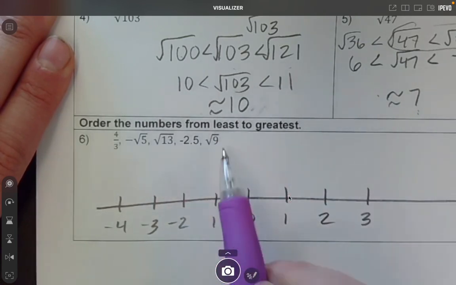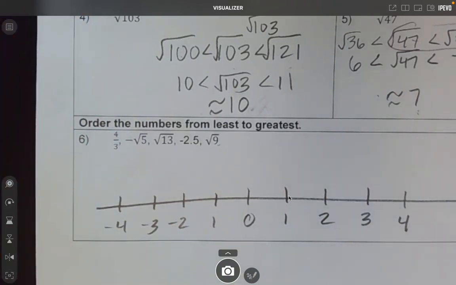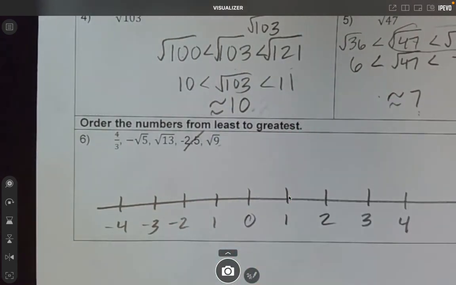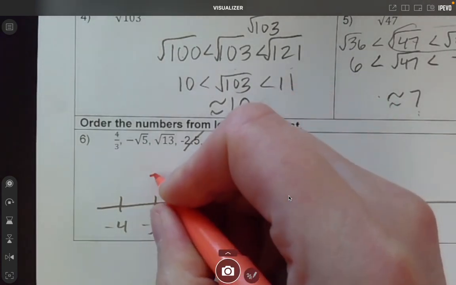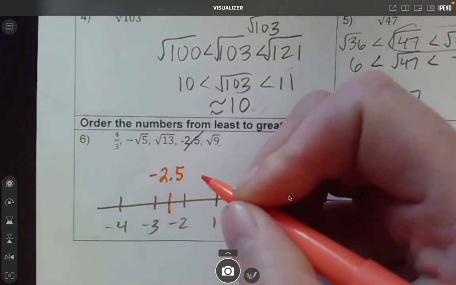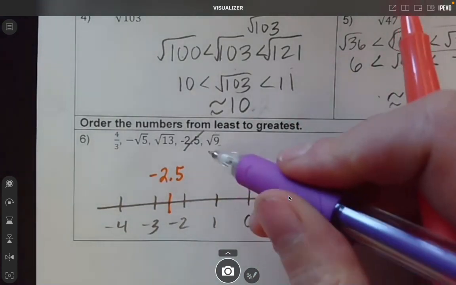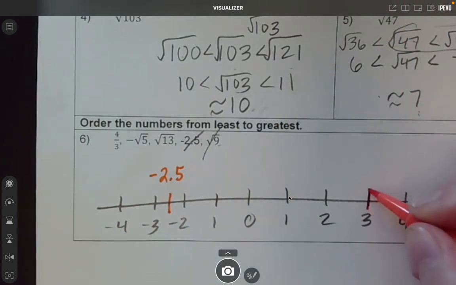I can see a square root of 9 here. I already know what that one's going to be. So I'm going to label them in pencil for my original number line, and then I'm going to go back with a marker and add in these other values. So -2.5, super easy. I'm going to mark that one first. That one's going to be halfway between -2 and -3. And then the next easiest one looks to be the square root of 9. Square root of 9 is just a 3. So over here where my 3 is, I'm going to mark square root of 9.